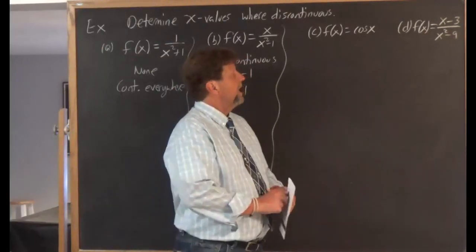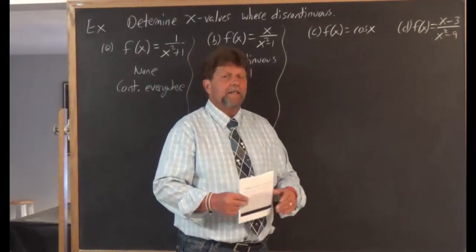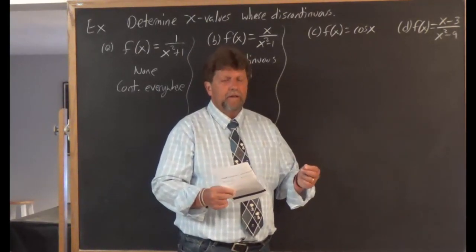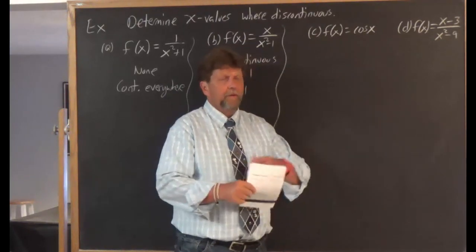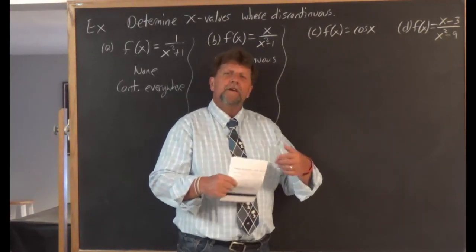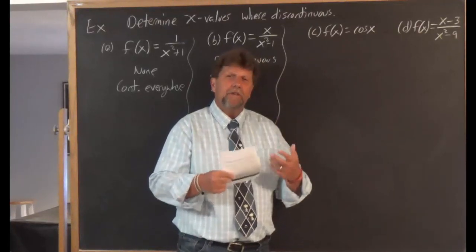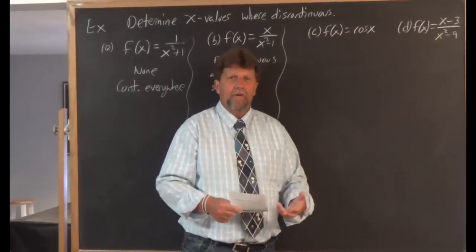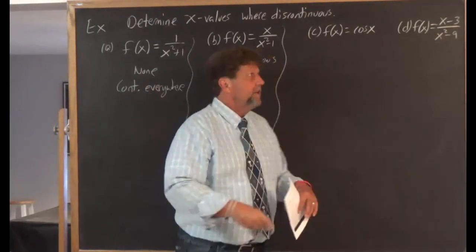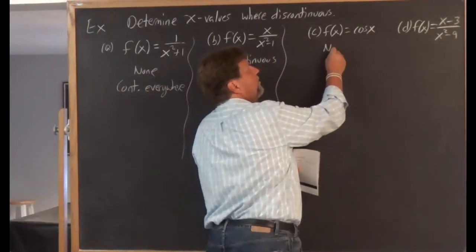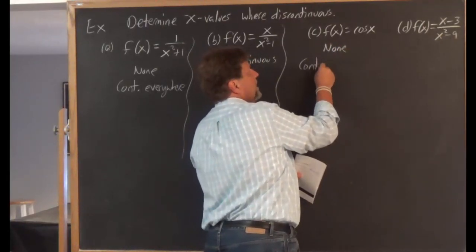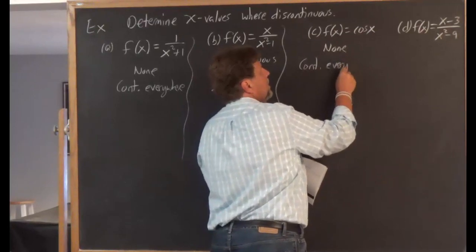All right, part C. The function is cosine x. It's a trig function, cosine x. We know the domain of cosine is all real numbers. You can put anything you want in for x. So that means this function is continuous everywhere. So just like part A, where is it discontinuous? There are no values of x where it's discontinuous. It is continuous everywhere.